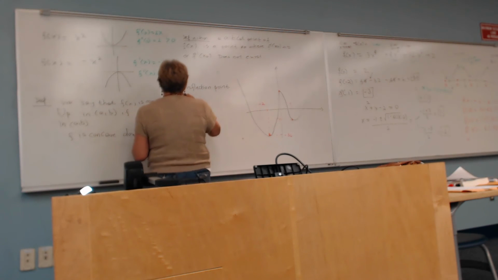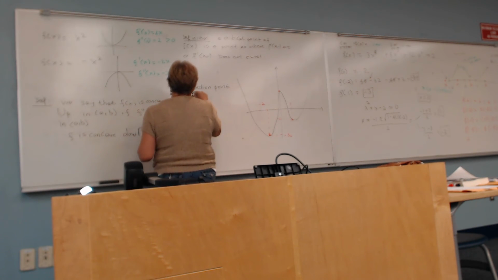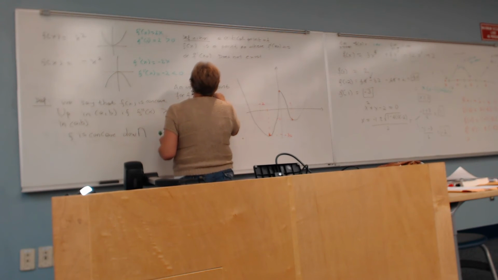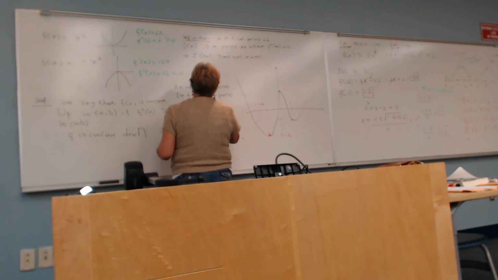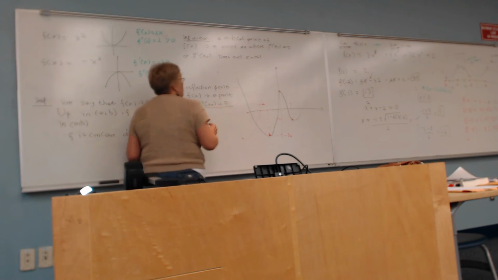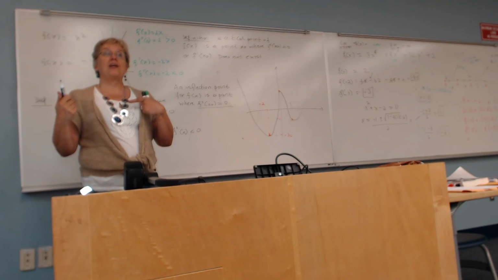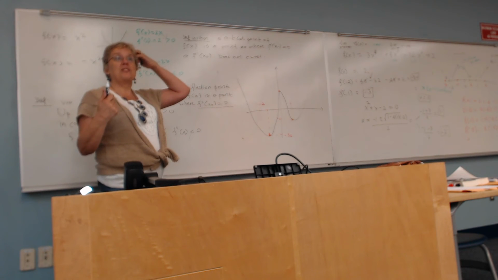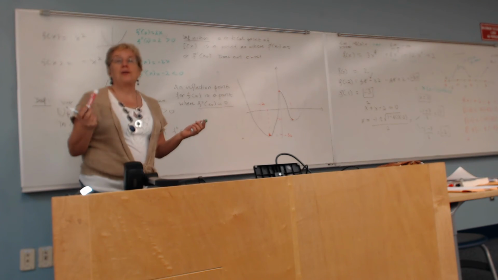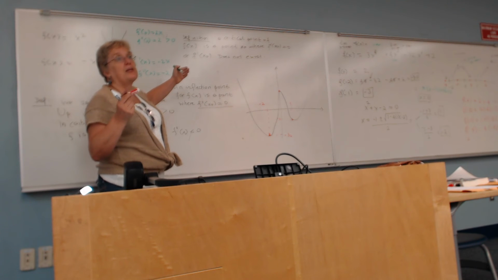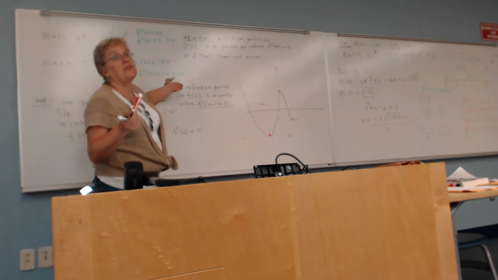An inflection point for f of x is a point where the second derivative of f is equal to 0. So in particular, the definition I gave you earlier, where the derivative is equal to 0, but the point is not a maximum or a minimum, it will be a point where the second derivative has to be 0.